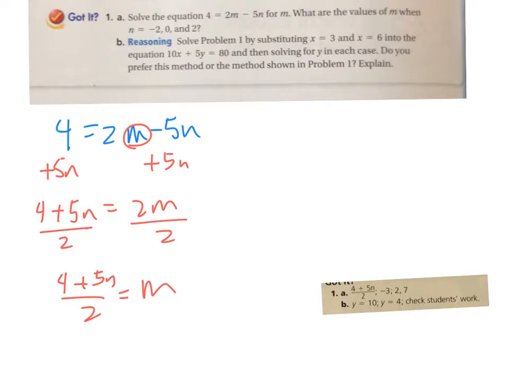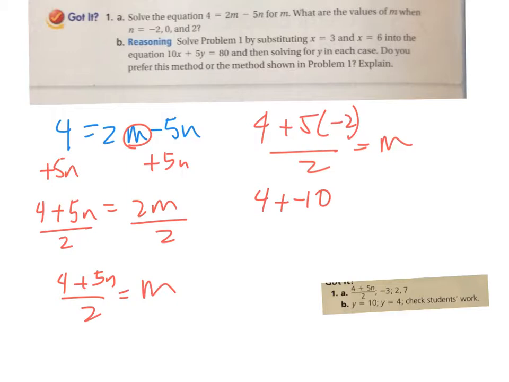So now we're going to go ahead and we can plug in a few values, -2, 0, and 2. And so we're going to have (4 plus 5 times -2) divided by 2 equals m. So we ask ourselves here now, 5 times -2, right, is -10. So we're going to have (4 plus -10) divided by 2.